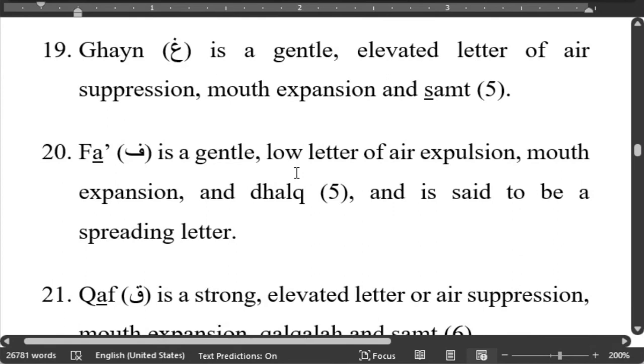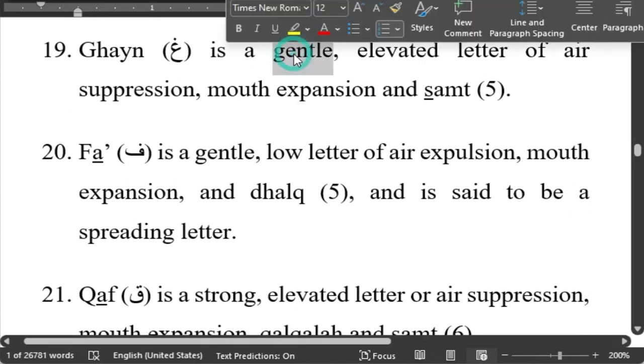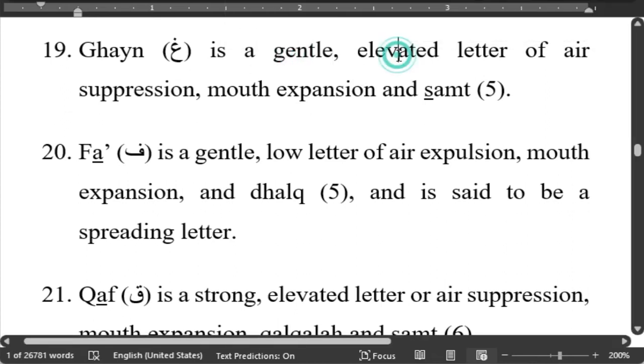Ghayn is a gentle, elevated letter of air suppression, mouth expansion, and samt. Gentle means doesn't stop the sound. Elevated, so the tongue goes up. Air suppression, mouth expansion, and samt.